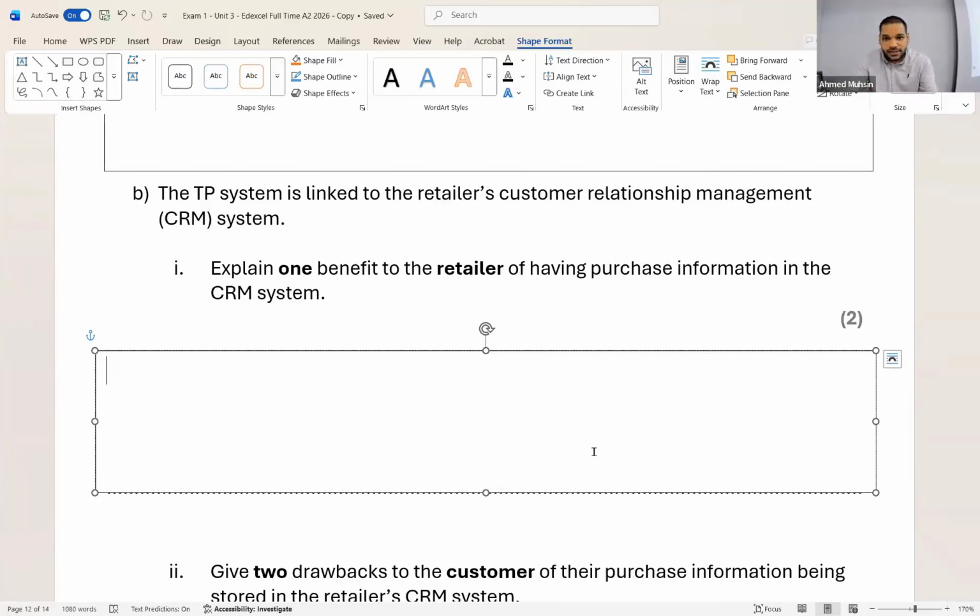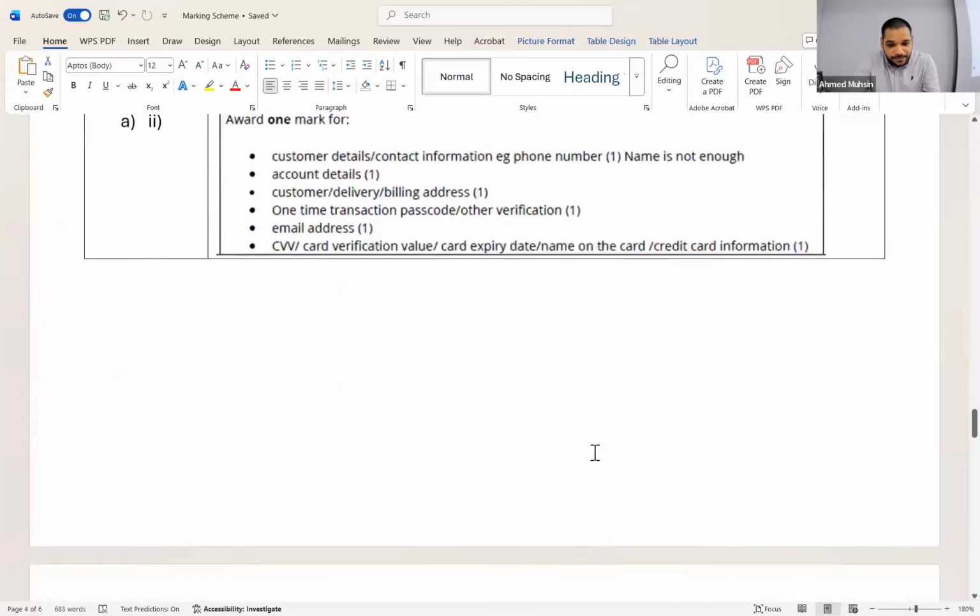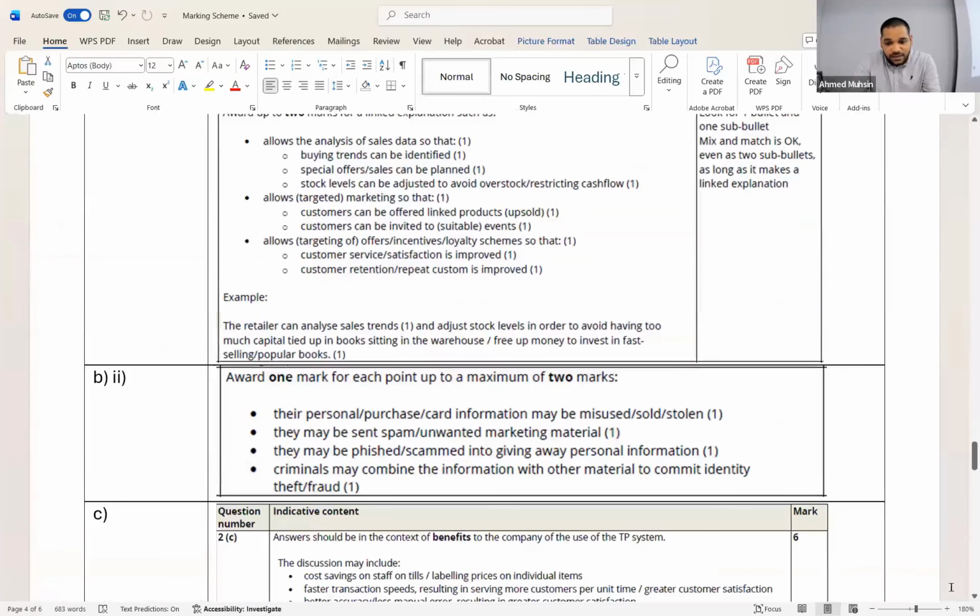So you choose your answer. He can use this information to carry out what we call cross-selling or upselling. Okay, read the marking scheme answer. Everyone read the marking scheme answer below.